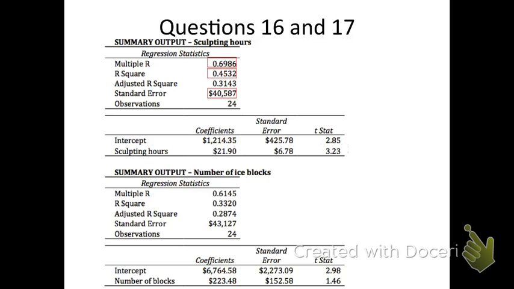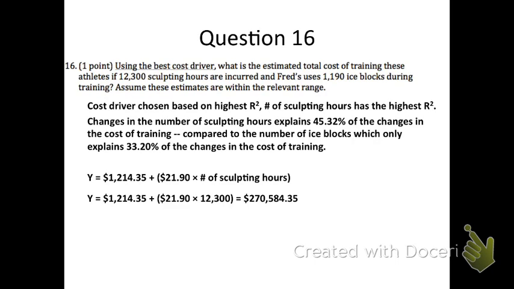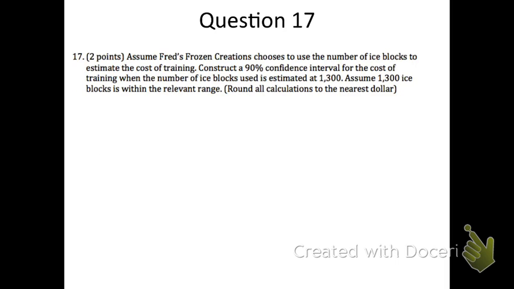And this is just pointing out the statistics that we just did on the prior slide. So again, here is the estimation equation we determined on the prior slide, and plugging in 12,300 into the equation, we get $270,584.35, which was the answer to number 16. Alright, that was answer number 17.